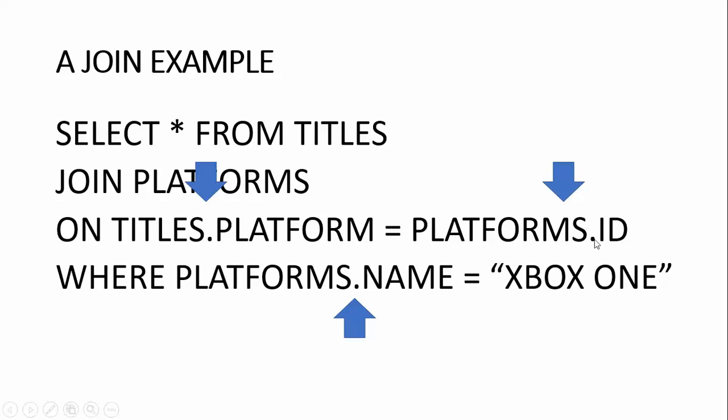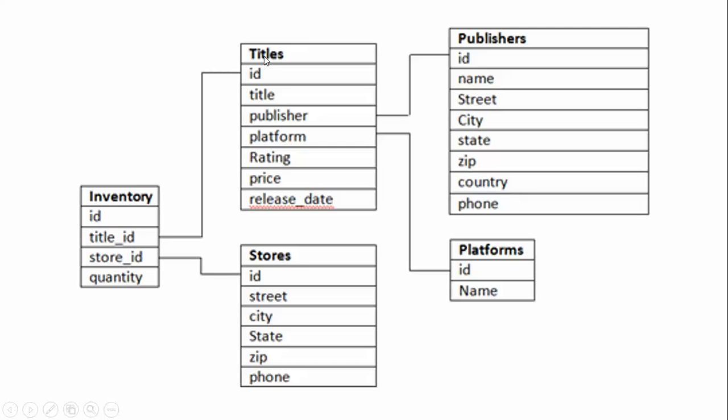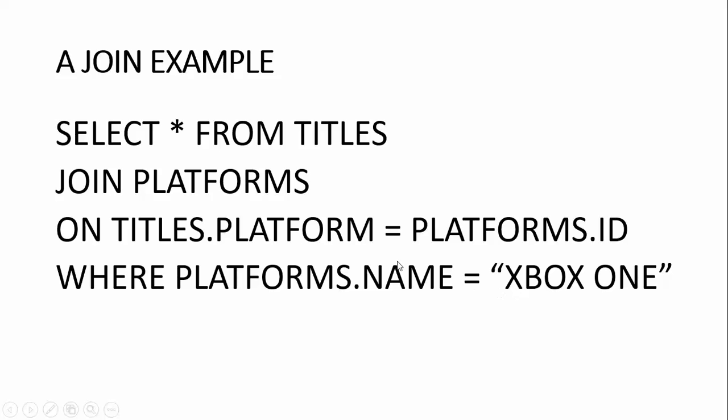Now what about all of the dots right here? Why do we have platforms dot, titles dot, platforms dot? The thing is, when you have multiple tables in a query, it is possible that we have the same field name in both tables. Notice that titles has an ID field and platforms has an ID field. So we can't just say ID, because which ID do you mean? Do you mean the one in the titles table, or the one in the platforms table? That's why you have to preface or qualify each of the fields with the table that you're referring to.